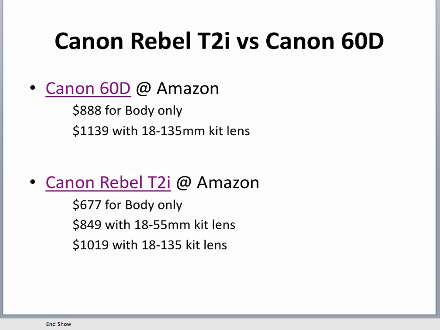If you go for the 60D with the kit lens, it's going to cost $1,139. And if you buy the Rebel with the normal kit lens, it will be $849. You can upgrade that kit lens to the same one that comes with the 60D, but you pay a premium for it. You're paying $1,019 for that same kit lens, and you can see doing the math that it's actually more money to get that kit lens on the T2i.